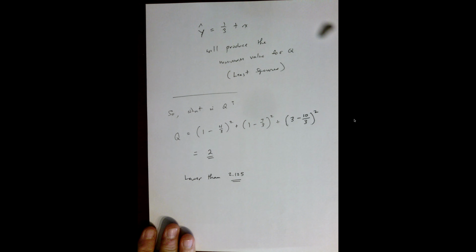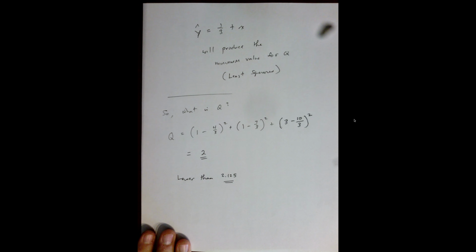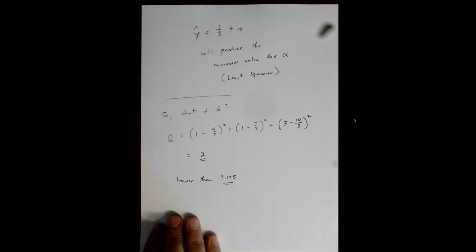So y hat equal negative 1/3 plus x will produce the minimum value for Q. That's our least squares. And when you actually calculate your Q value, and again, check this out, I'm pretty sure it's correct unless I did something arithmetically foolish, but I don't think I did. The Q value is equal to 2, which is lower than the 2.125 that we got earlier with what I would call a reasonable guess.